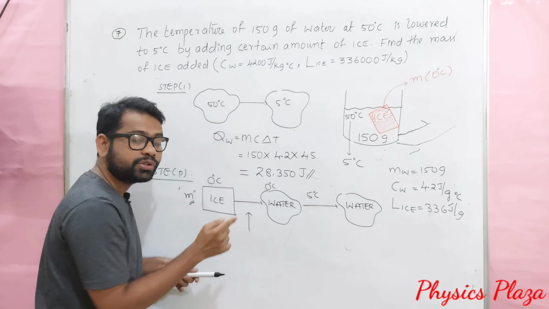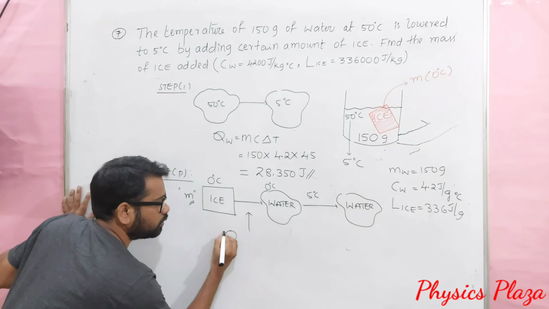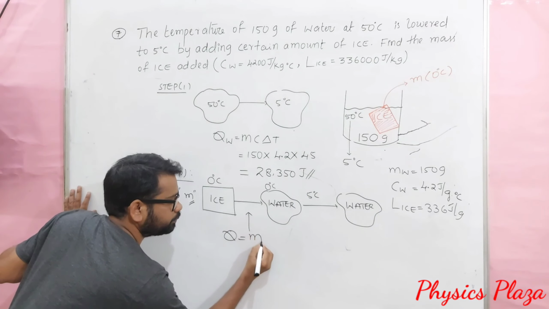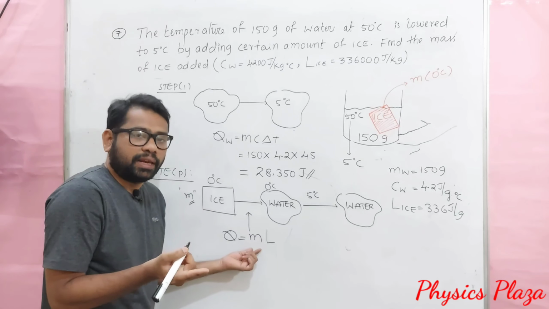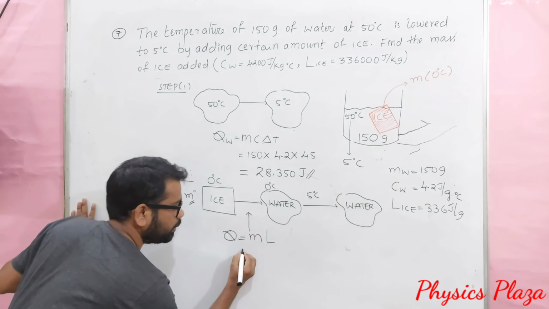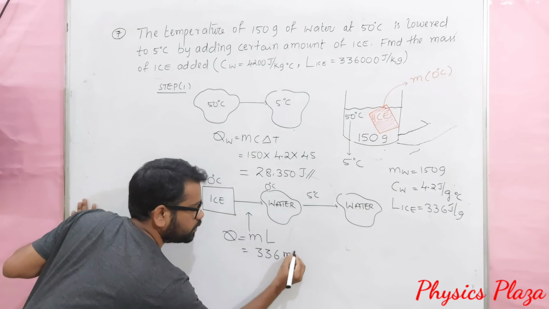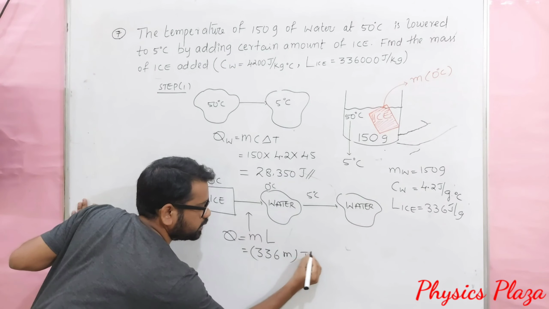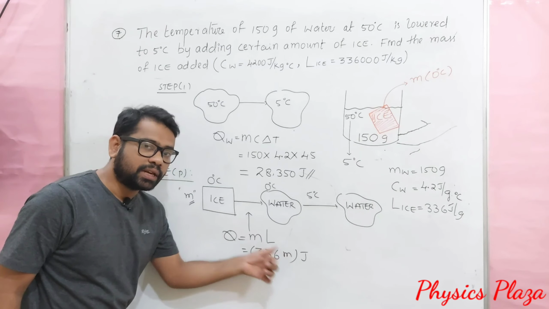Then which formula we should use? Q is equal to mL. So here what is m? m is the mass of the ice to be calculated. L is what here? 336. So this will be 336 m joules we got. 336 m joules. Children, m is a mass to be calculated.